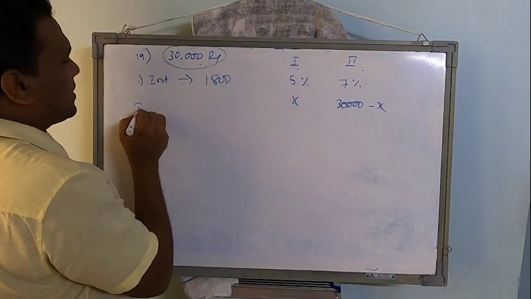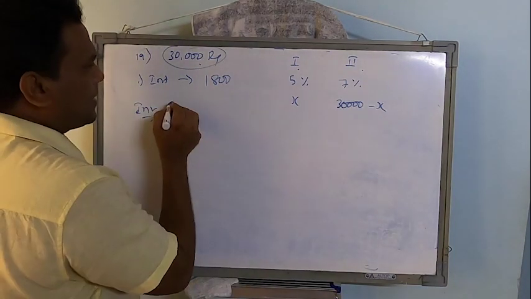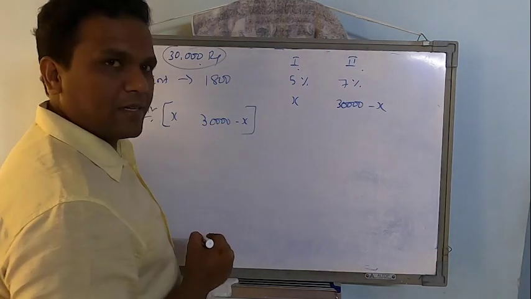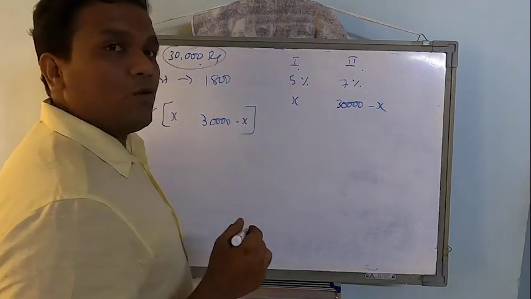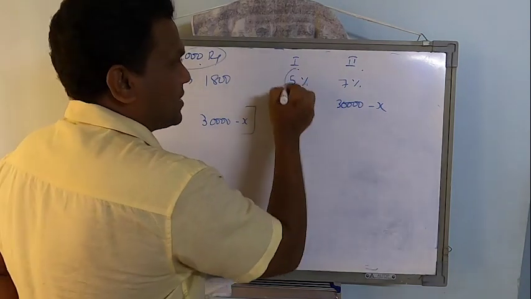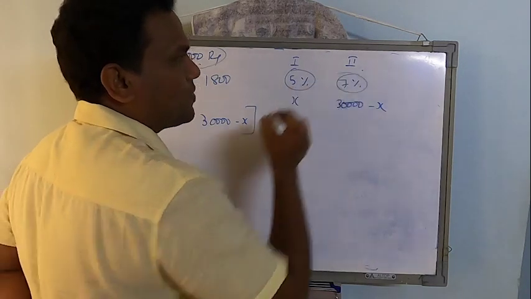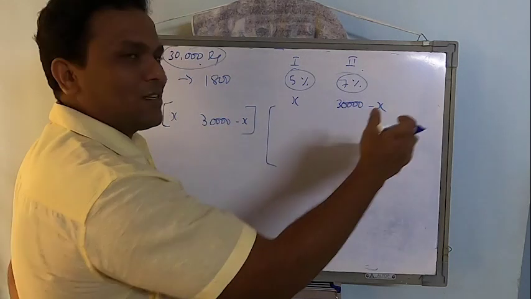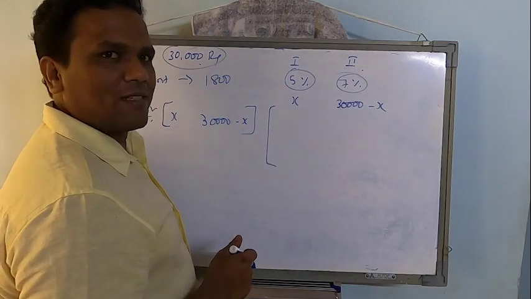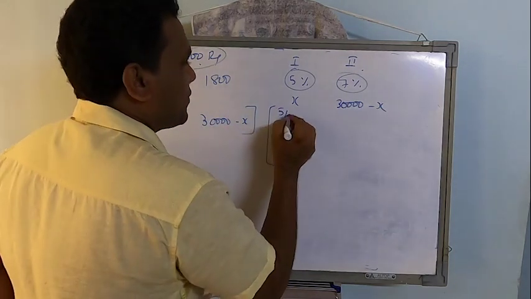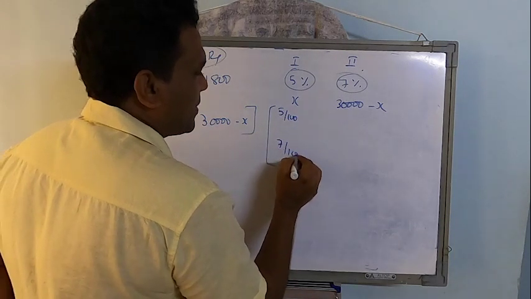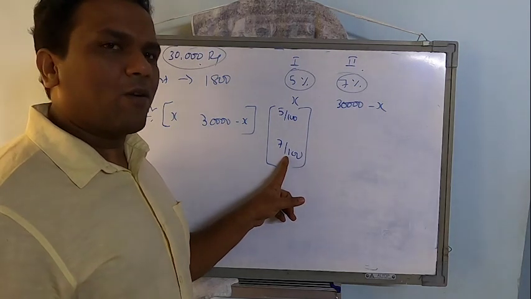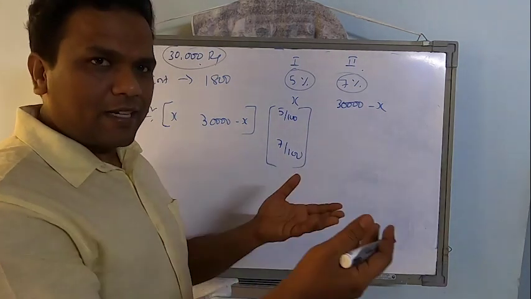So my investment matrix is going to be x and 30,000 minus x. That's my investment. And now the rate of interest. The rate of interest is on bond 1 5%, on bond 2 7%. Now that has to be taken column wise. If I just write it row wise, the matrix multiplication will not exist at all, right? So 5%, 5 by 100, 7%, 7 by 100, right? Investment multiplied by rate of interest. This should give me the interest finally, no?